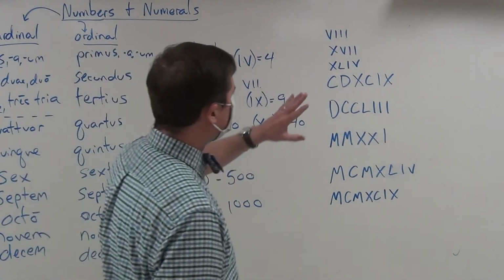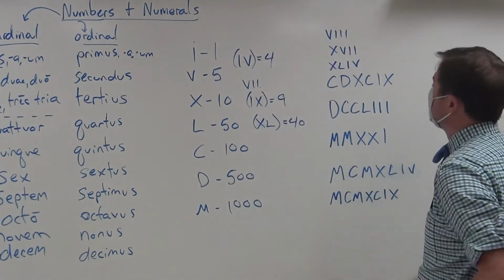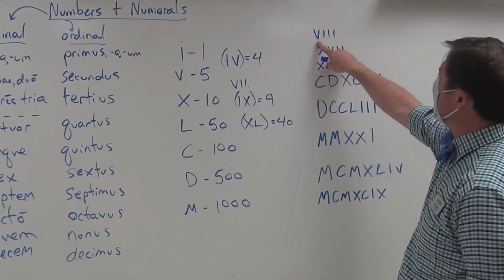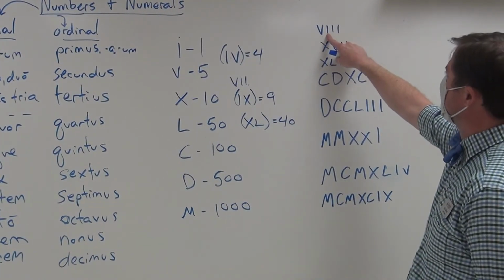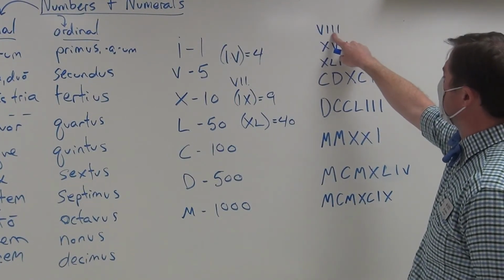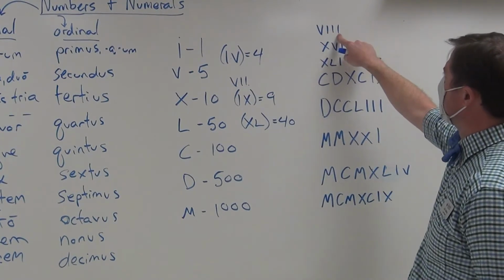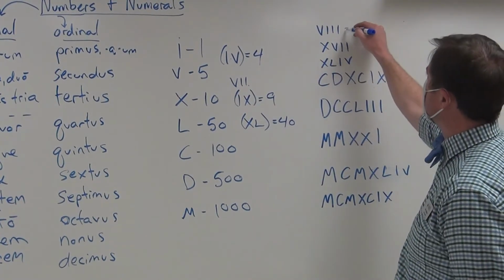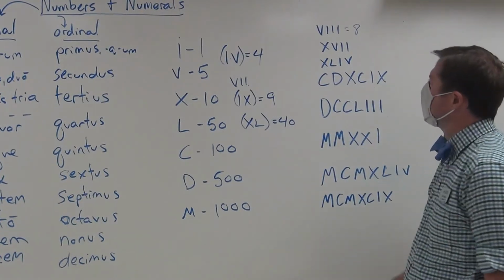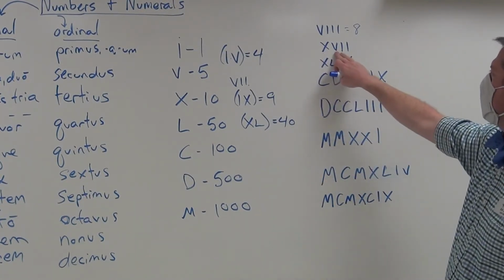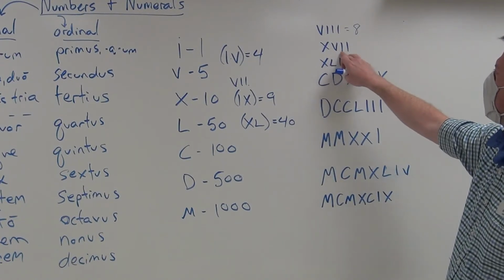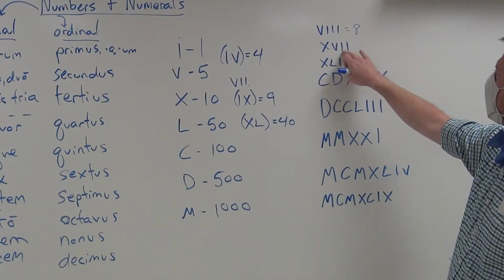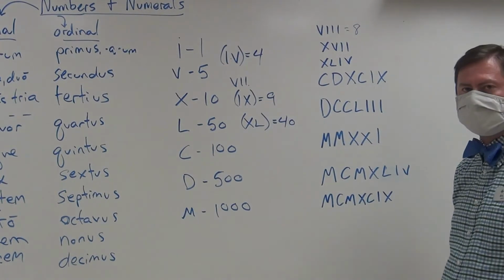So, let's take a look at these that we have up here on the board. V, 5, which is larger than I, so we're going to add 5 plus 1, which is the same as I, plus another 1, which is the same as I, plus another 1. Obviously, this is the number 8. Let's look at the next one. X is larger than V, so 10 plus 5. V is larger than I, plus 1. Same size as I, plus another 1. X plus 5 plus 1 plus 1.